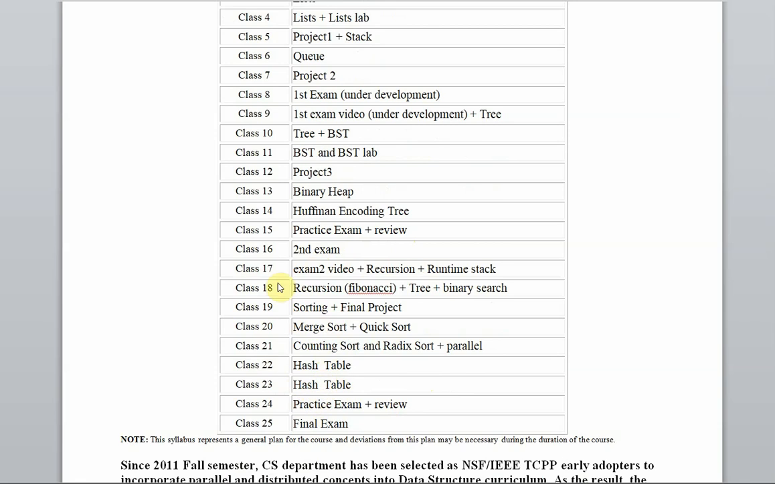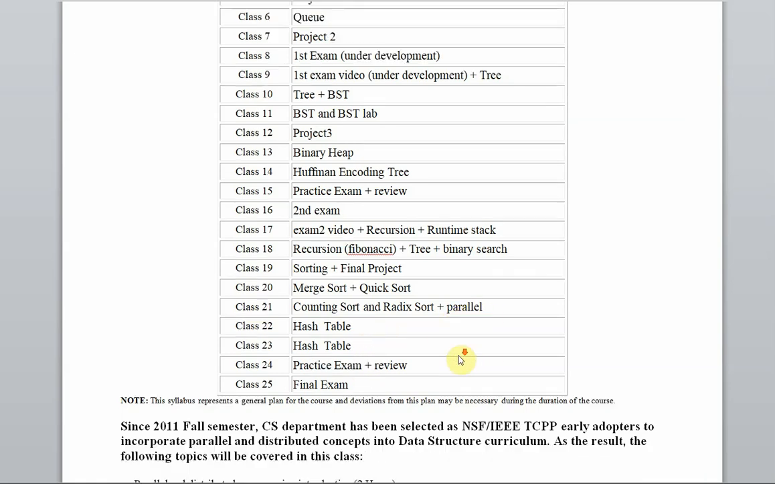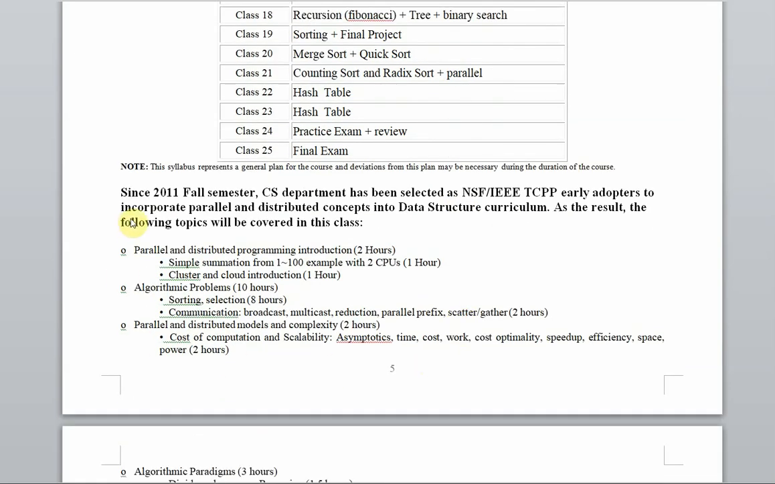These are the things that try to help you link data structures with some other courses, as well as parallel computing, etc. As I discussed, since 2011, which is about 9 years ago, the CS department has been selected as an NSF IEEE TCPP early adopter to incorporate parallel and distributed concepts into the data structure curriculum. So in this class, almost at the end of the semester, we will use the sorting algorithm to help you understand how we use multiple CPUs to work on a program doing the same thing, so that we will get better performance.